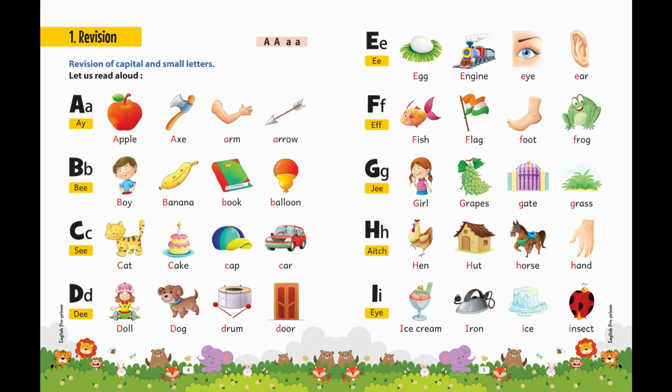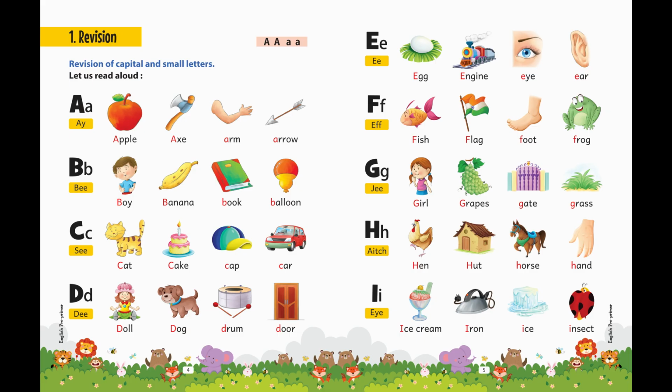Hello, children. Today, we're going to revise our capital and small letters. Let's say the letters together and look at the pictures. A says A. Look. A for apple, axe, arm, and arrow. B says B. B for boy, banana, book, and balloon.